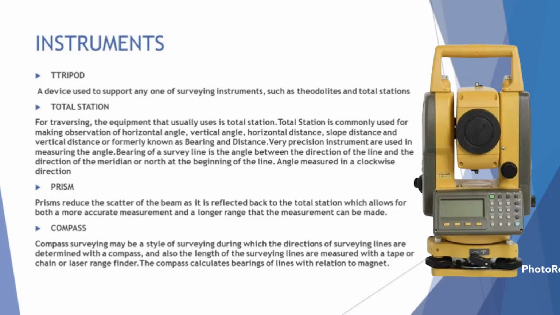Bearing of a surveying line is the angle between the direction of the line and the direction of the meridian or north at the beginning of the line. Angle is measured in a clockwise direction.